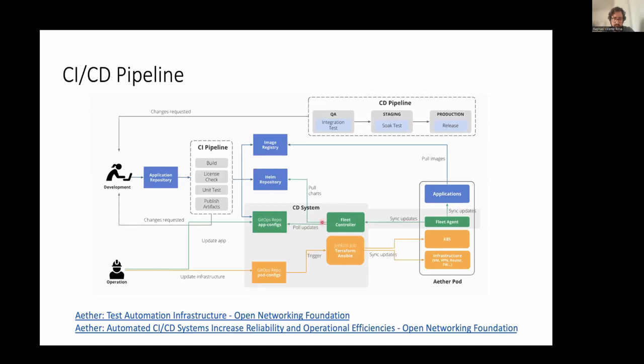Here is just an example of the CD system of Aether, where it had the different app configs defined in a GitOps manner from GitHub repositories, and also the pod configs. That means the infrastructure configuration. Pod here means a particular Kubernetes cluster in the edge or in the central cloud. The CD system was consuming the Helm repositories and the image repositories that were triggering the execution of Terraform and Ansible scripts to deploy the infrastructure.